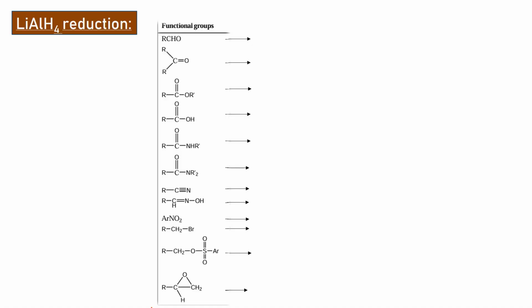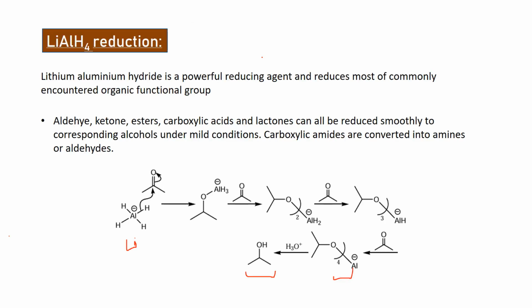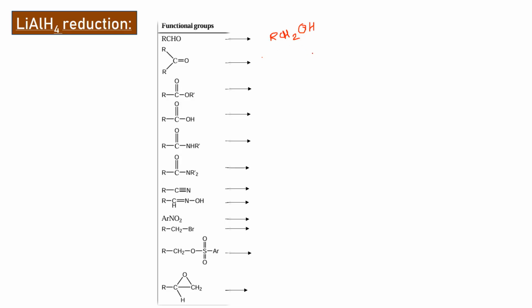So LiAlH4 can be used for reduction of all these functional groups. If we go one by one, if we add LiAlH4 to an aldehyde, what will we get? We will get a primary alcohol. If you want to know the mechanism in detail, you can check books like Clayden. And if you want the mechanism of a specific reaction, you can ask me, then I will add it in the next class. I am not going into the mechanism for all the questions. I have just shown the general mechanism because I think it is pretty easy and you can solve it by yourself.